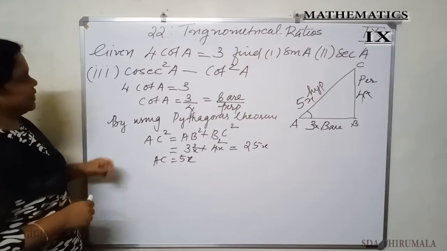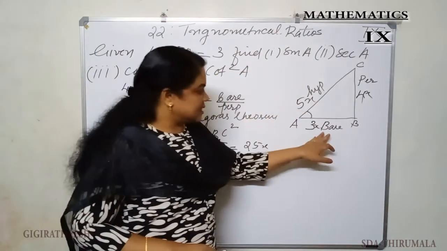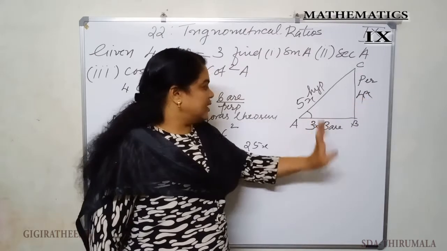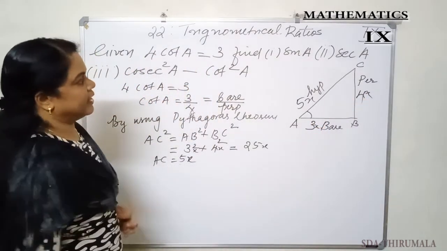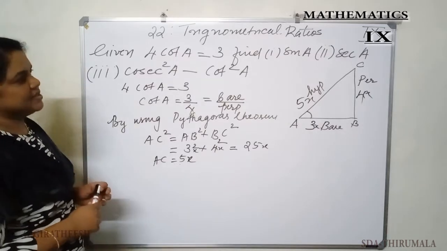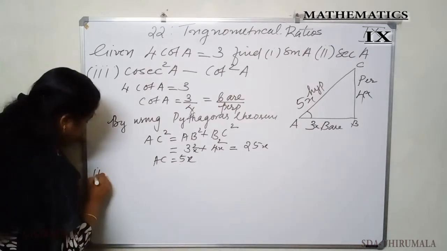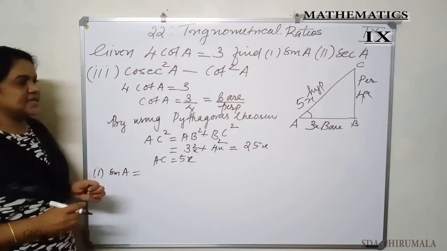And we have to find the values of sin A and sec A. We get the three sides: AB is equal to 3, BC is equal to 4, and the third side AC is equal to 5. The hypotenuse is equal to 5. After that we have to find sin and sec. Question 1. Sin A is equal to what?